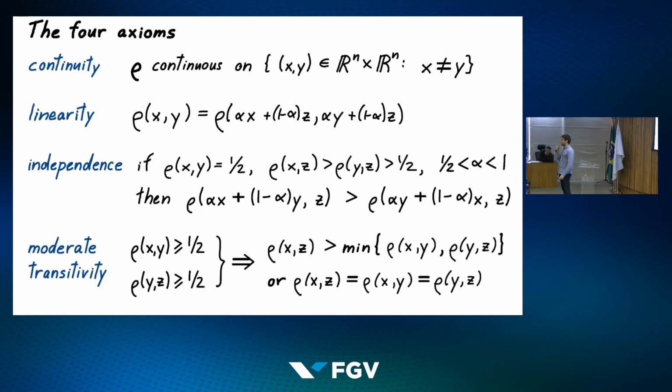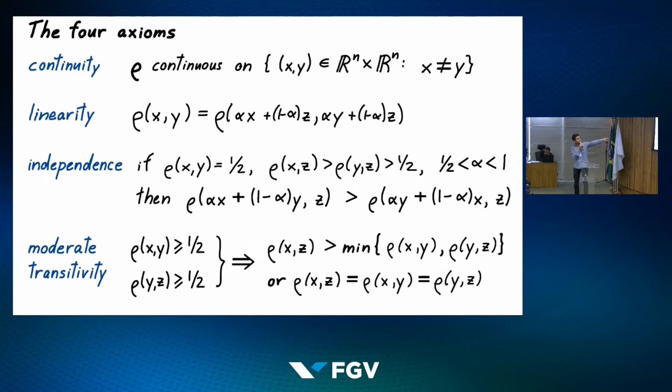So here are the 4 axioms. The behavior can be generated by the formula if and only if, the theorem says that it's if and only if, I satisfy these 4 things. First is continuity. You can see from the formula that this is going to be continuous outside of the diagonal. That one's easy.